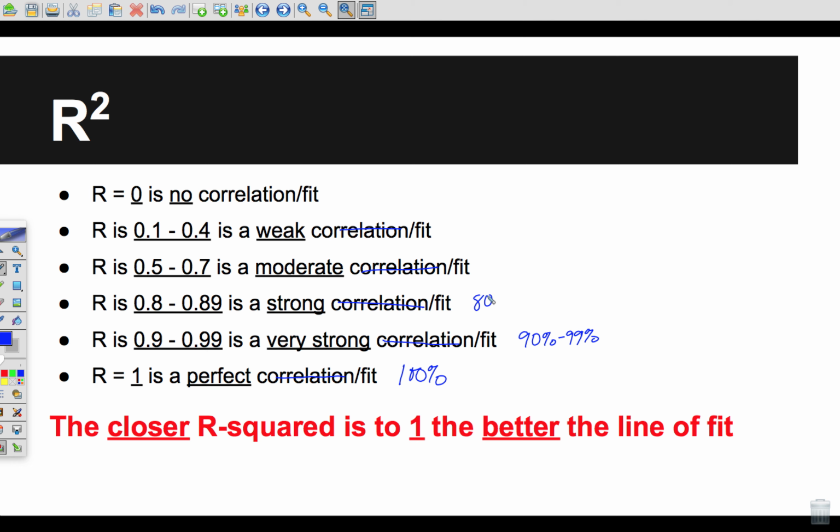80 to 89 would be 80 to 89% of the data is explained. That's considered a strong fit. 50 to 70% would be moderate. And 10 to 40% would be a really weak correlation or fit. And then anything less than that, we really wouldn't say that it's a good fit at all. Really what we're wanting to get up into here, these are our good fits. Once we start getting below 80%, not so good. Okay? All right, so if you haven't gotten this written down in your notes, pause it. Make sure you get that.